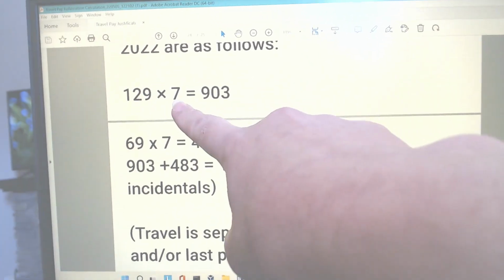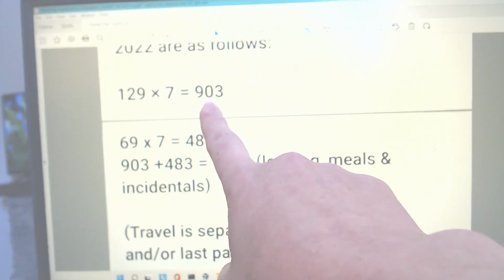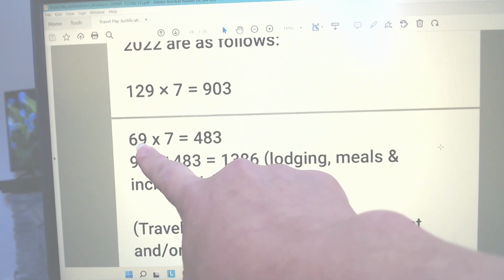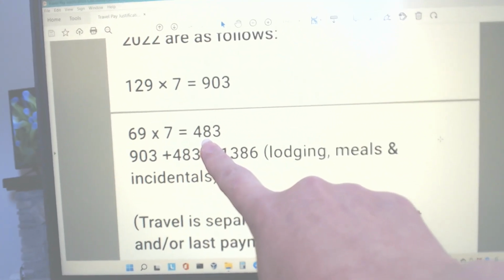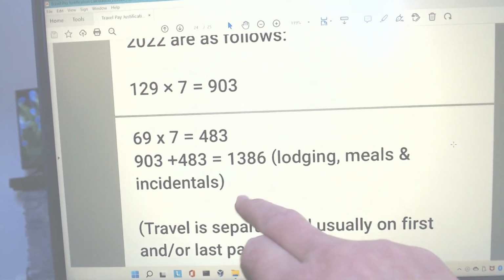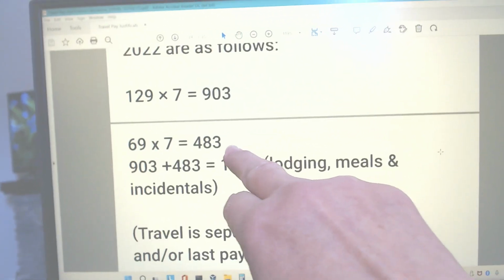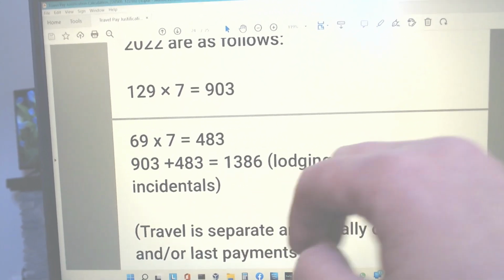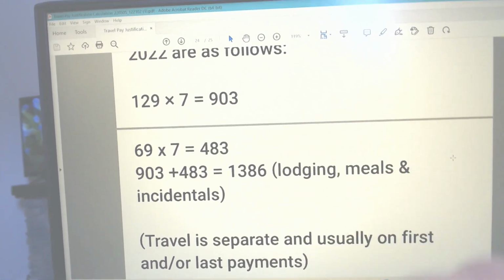$129 a day for 7 days is $903 for the week for lodging. $69 a day for meals and incidentals for 7 days is $483. You add those together, that is your lodging, meals, and incidentals. This should be your total travel stipend. That will be the most they can give you, is $13.86.